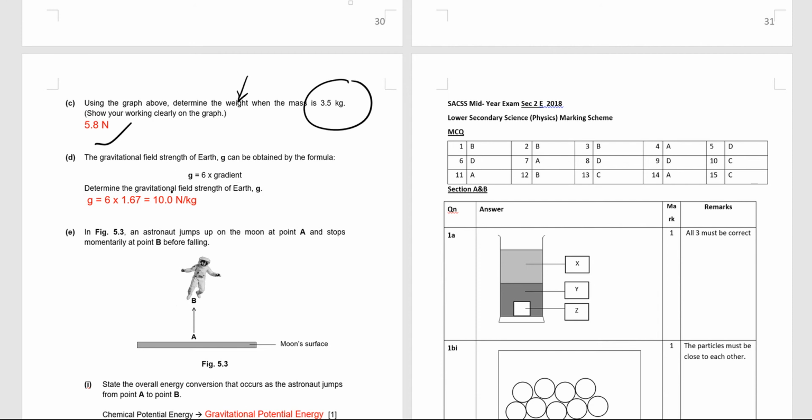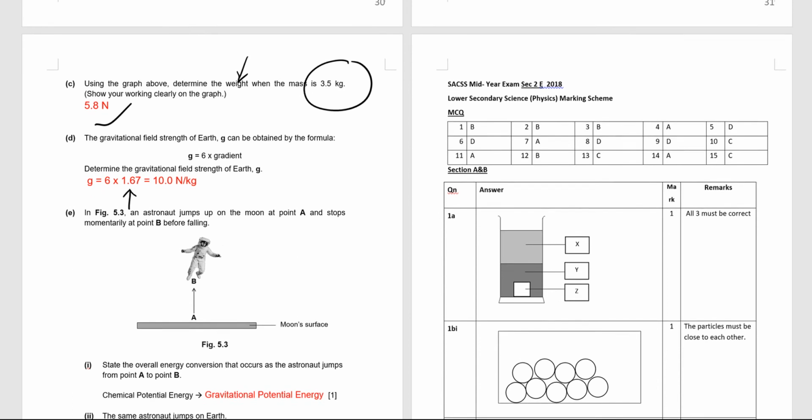And this is another part where you need to substitute the values. Don't worry if I've never seen this formula, it's perfectly all right. All you need is to substitute the value that you have calculated just now for gradient. You should get an answer that's quite close to 10.